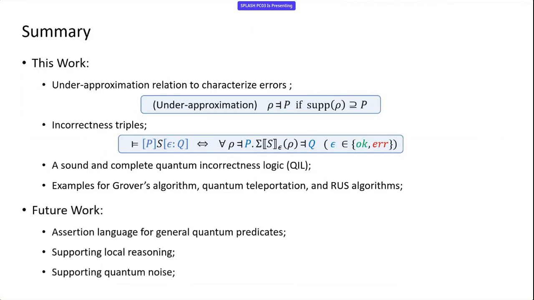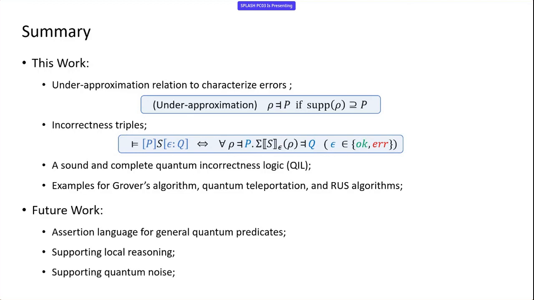There are some major limitations and future work. The first problem is that we may need a certain language for general quantum predicates. As you can find in many similar quantum logics, we choose to use projections as quantum predicates. But to be honest, projections are not expressive enough, so we may need to find some well-structured quantum predicates in the future. So that's a big problem.